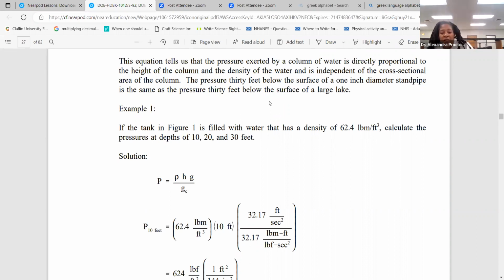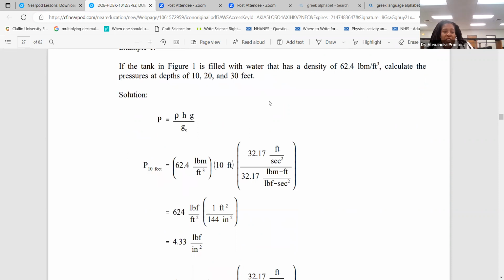So the equation that they use is P is equal to rho Hg divided by g sub c. For the pressure at 10 feet, they substituted 62.4 pound mass per cubic foot times 10, and they divide 32.17 feet per second squared by 32.17 pound mass foot per pound force second squared, and they wind up with 624 pound force per foot squared.